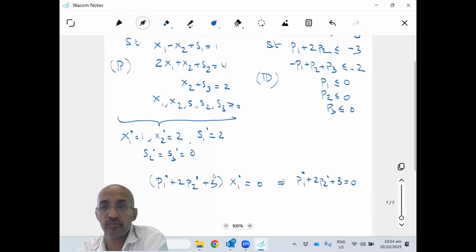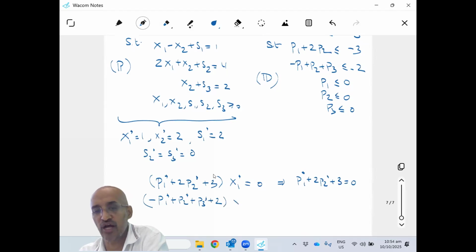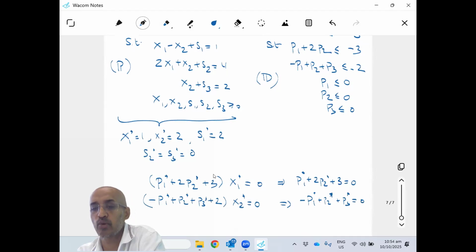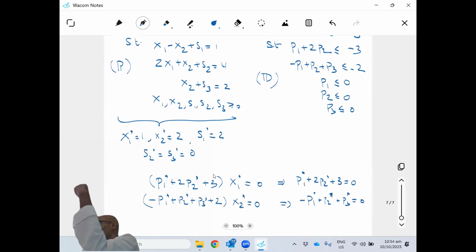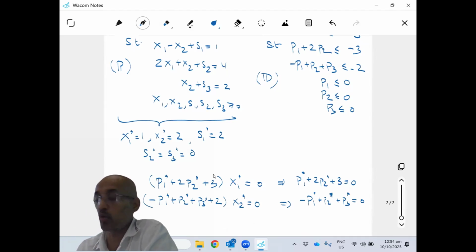Okay. Likewise, minus P1 star plus P2 star plus P3 star plus 2, times x2 star, should be equal to 0, which means that, because x2 star is strictly positive, minus P1 star plus P2 star plus P3 star should be equal to 0. So I'm getting two conditions, and I've got three dual variables, okay? So I found two equality conditions so far.